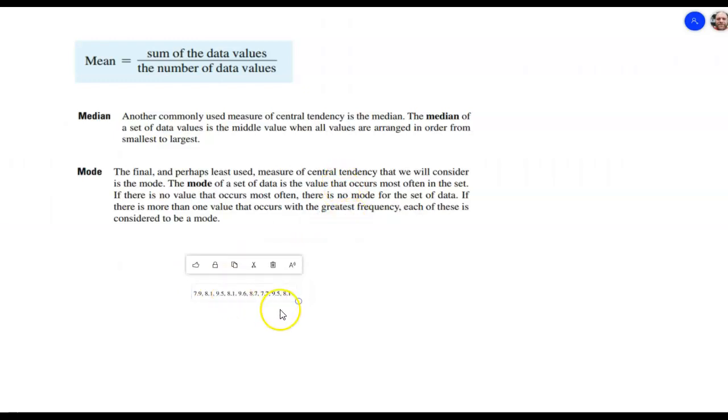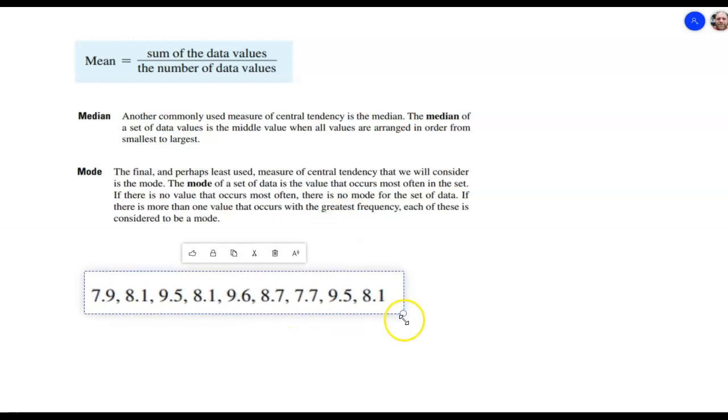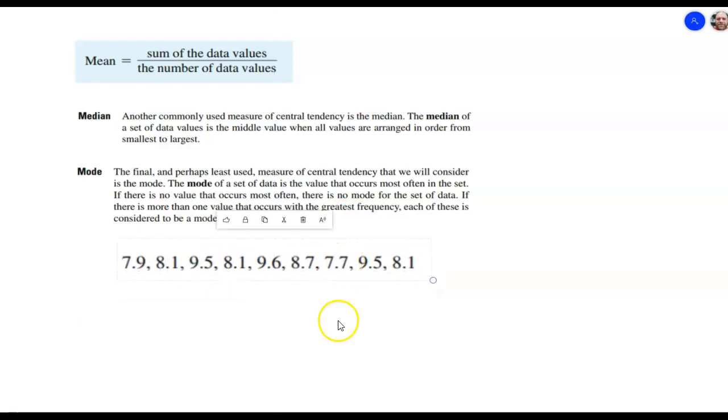I have this data set here, and I want to find the mean, the median, and the mode. The first thing I would probably do is arrange this, because I'm going to end up needing it arranged for the median, and it helps with the mode as well. So let's take the smallest value starting off here. That would be 7.9. Cross that out, and it looks like I have a 7.7 there, so that goes before the 7.9.